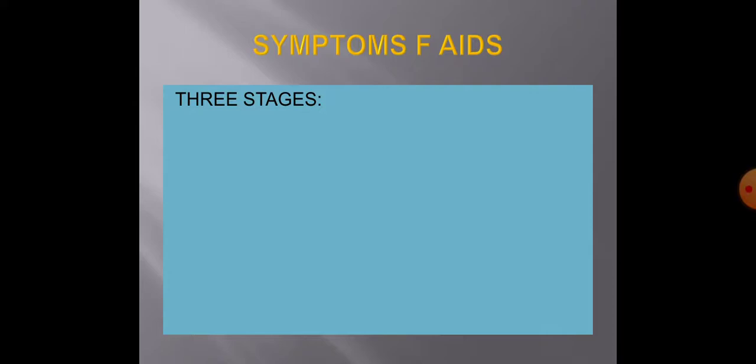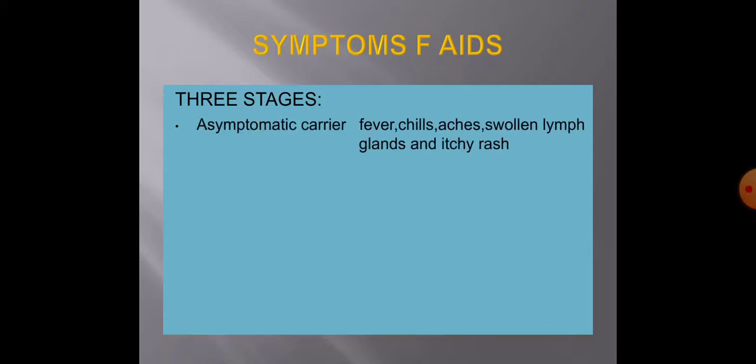The symptoms of AIDS appear in 3 stages. Stage 1 is asymptomatic carrier, in which the common symptoms are fever, chills, aches, swollen lymph glands, and itchy rash. These symptoms disappear and there are no other symptoms for 9 months or longer, but the individual is highly infectious during this stage, and the standard HIV blood test for the presence of antibody becomes positive during this stage.